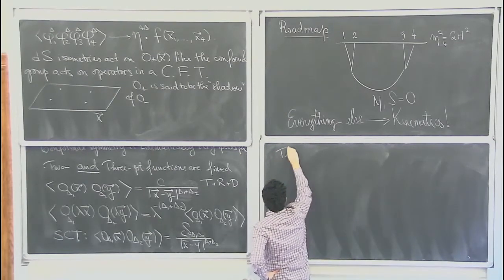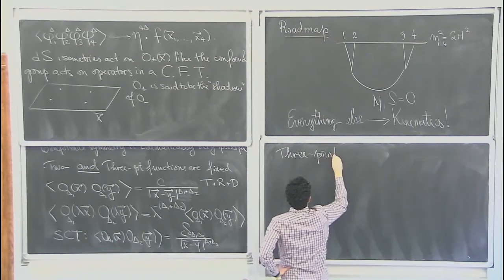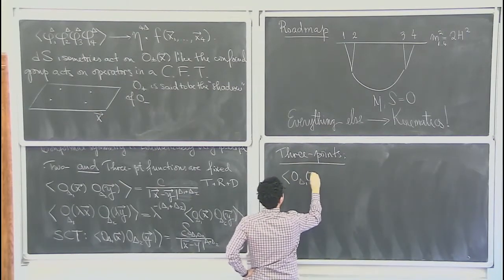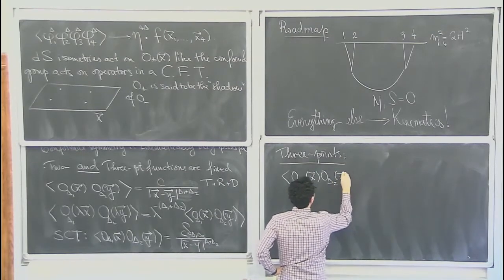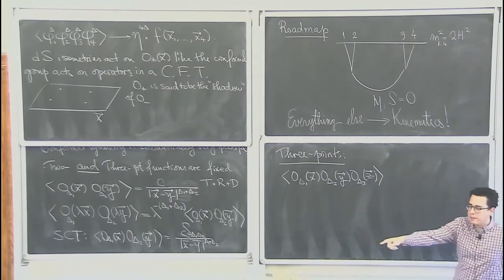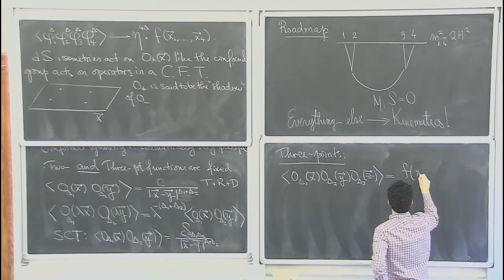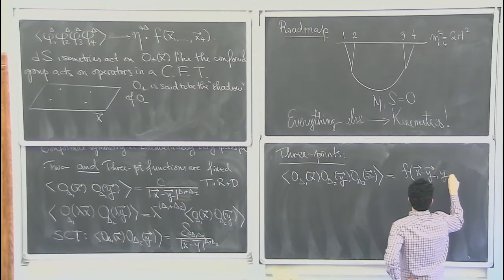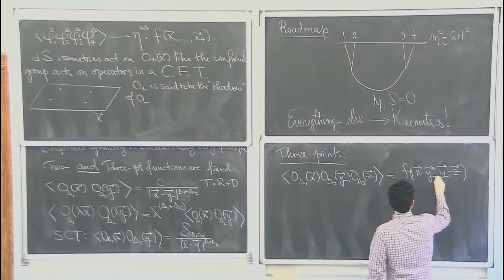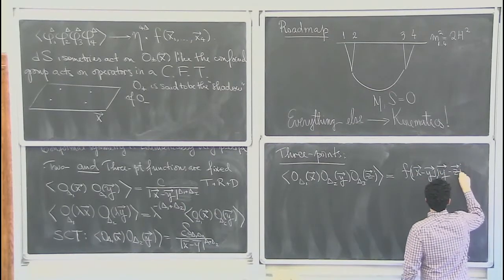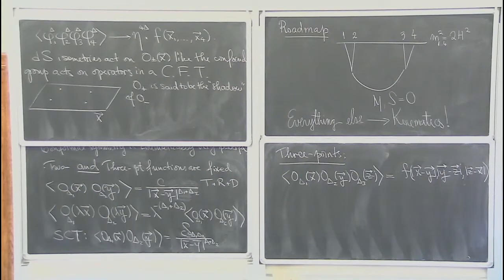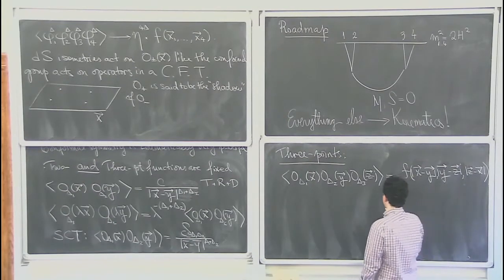So at 3 points, I'm going to be quite heuristic here. You have O delta 1 of x, O delta 2 of y, O delta 3 of z, and you can play the same game. Translations will tell you you have a function of x minus y, y minus z. From rotations, I guess something like this: the three sides of the triangle of points x, y, z. And now we come to dilatations.